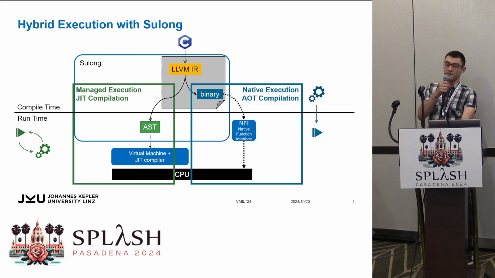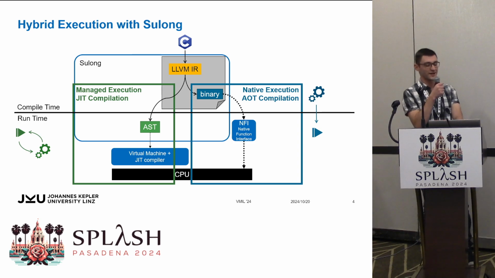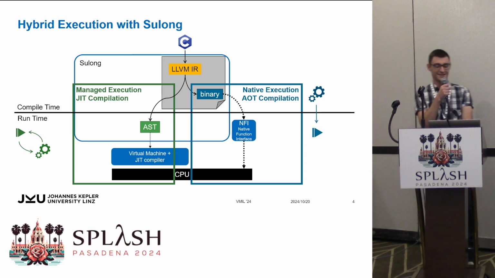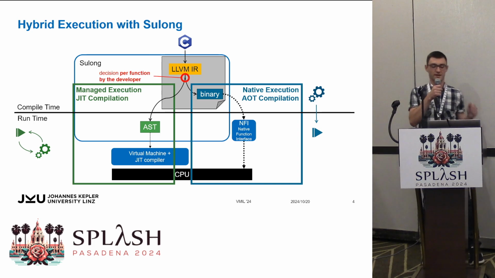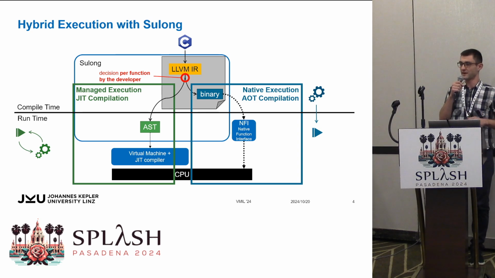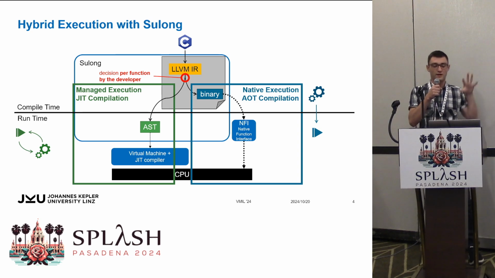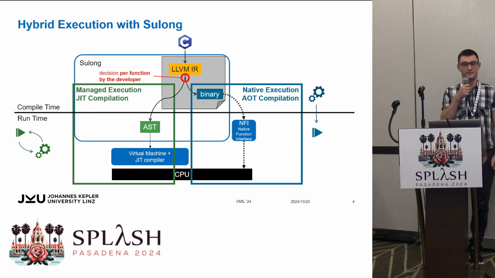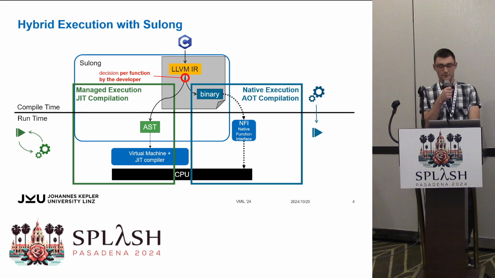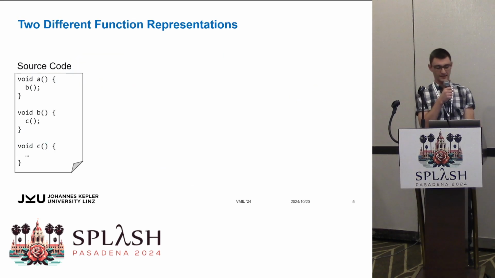Those who attended VMIL last year might remember a similar slide, because there we presented the basic approach where the decision how to execute the functions was taken by the developer. The developer had to annotate the functions, more or less. This was more a proof of concept that hybrid execution is useful. And now we want to get a step further. But first, some technical basis.